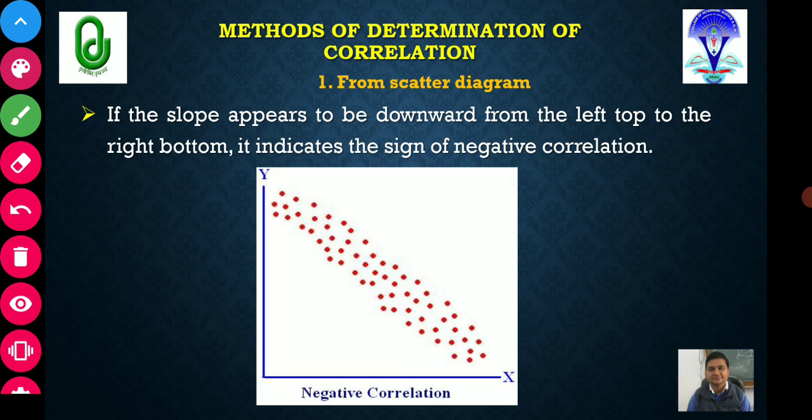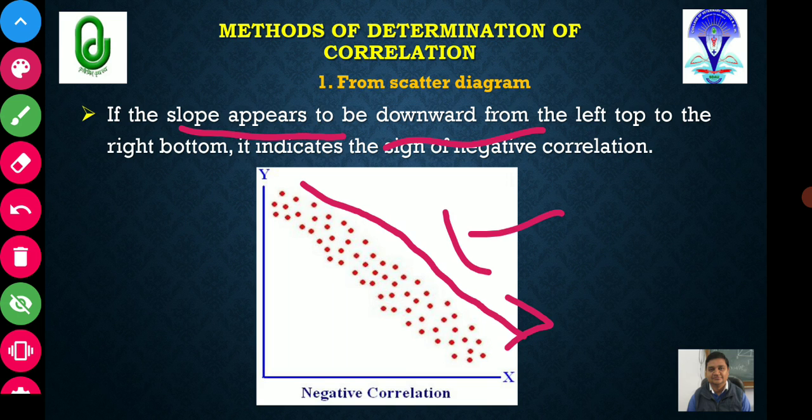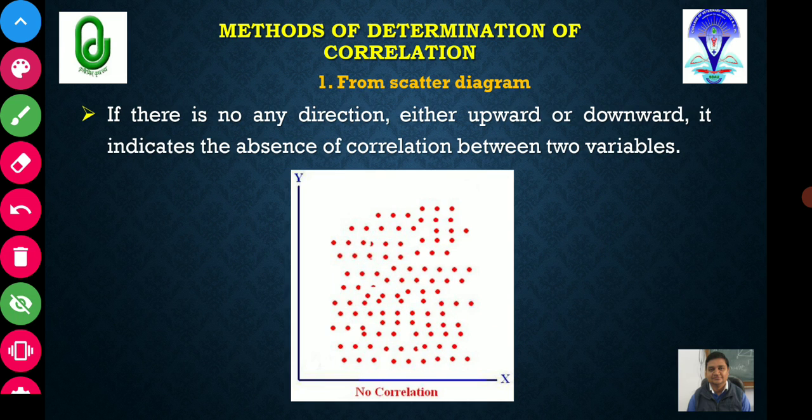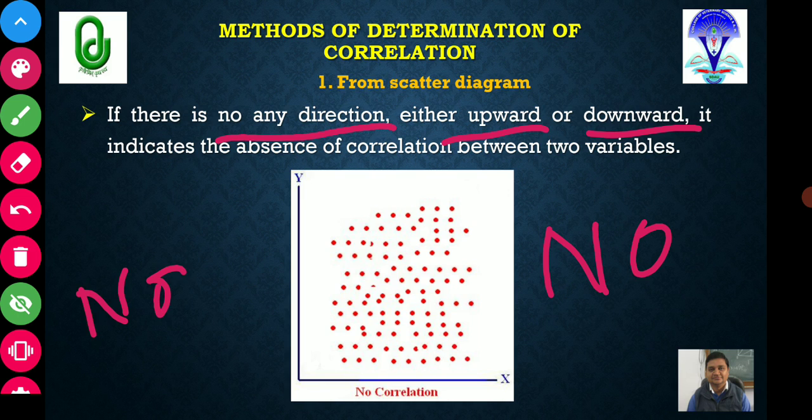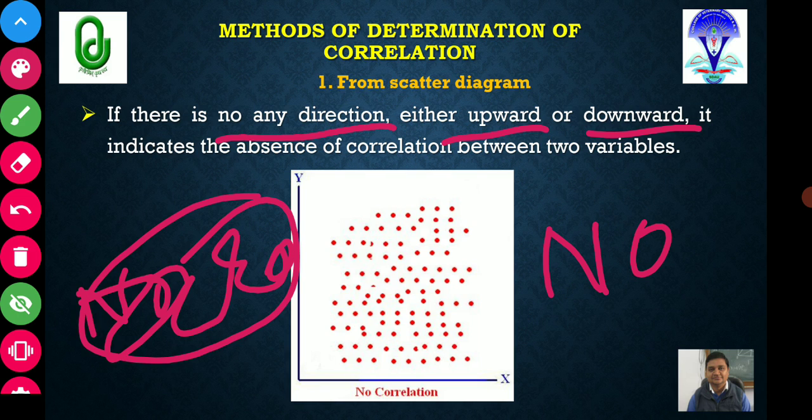Similarly, if the slope appears to be downward, from the left top to the right bottom, then this indicates negative correlation. And if there is no direction, here you can see there is no direction, neither upward nor downward, then it indicates the absence of correlation, and that is why it is called no correlation, or sometimes zero correlation.